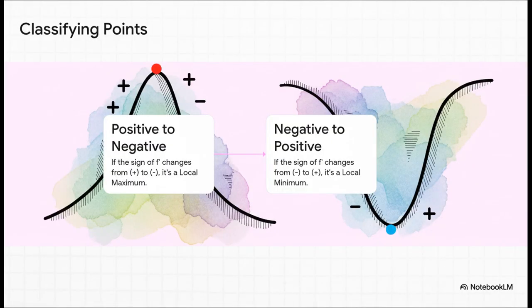And here's the logic. It's super intuitive. If our function is going uphill, positive derivative, and then all of a sudden it switches to going downhill, what have you just drawn? A peak, right? A local maximum. And on the flip side, if it's going downhill and then starts climbing up, you've just created a valley, a local minimum. The change in the sign totally reveals the shape.